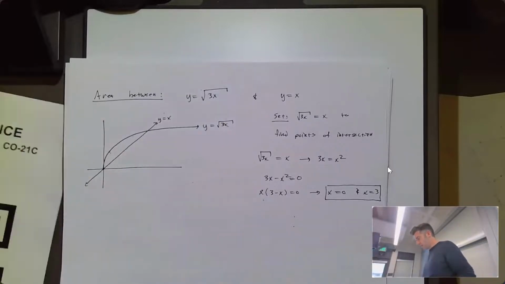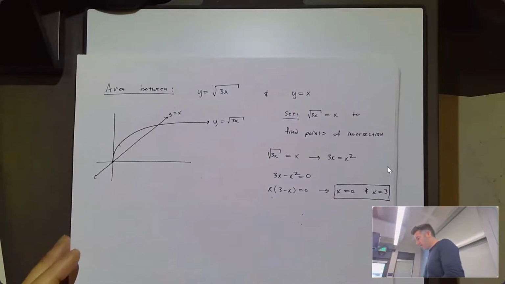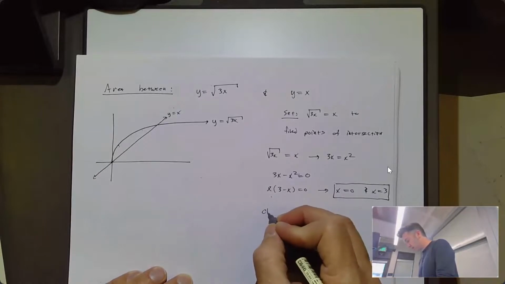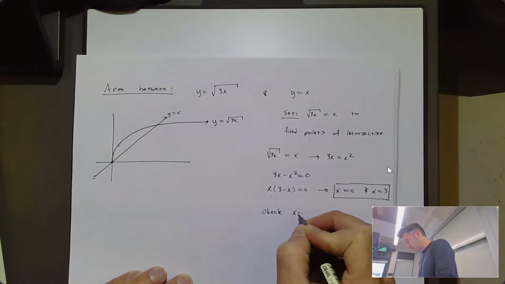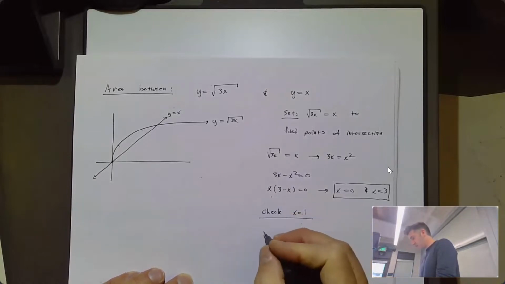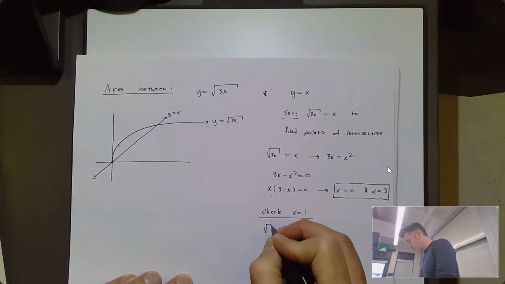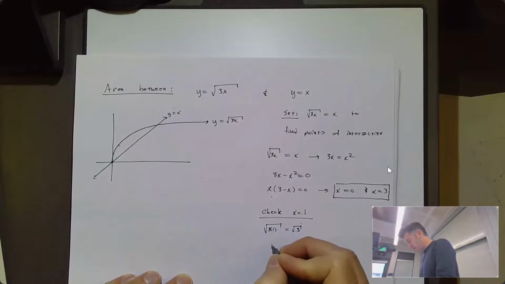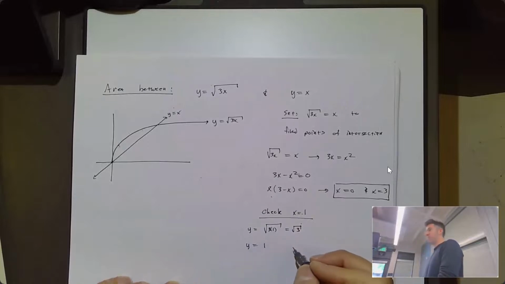All right. So, I was going to do one more thing. If I check a value between 0 and 3, say x equal to 1, what function is bigger? Well, the square root of 3 times 1 is the square root of 3, versus y equal to x, which is going to give me just y equal to 1. So what's bigger, the square root of 3 or 1?